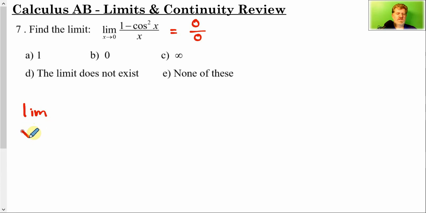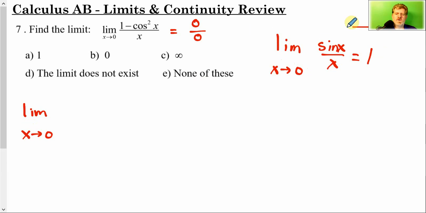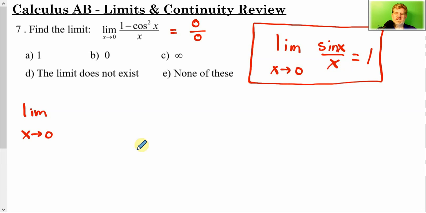So there are a couple ways to do this problem. I'm going to do it two ways. The first way, and I want you to see if you remember this, is not something that is easily remembered, I suppose. It's a little identity that is always true: the limit as x goes to 0 of sine x over x is 1.